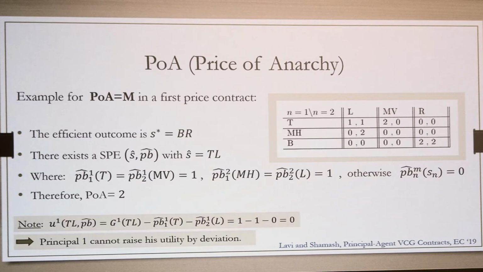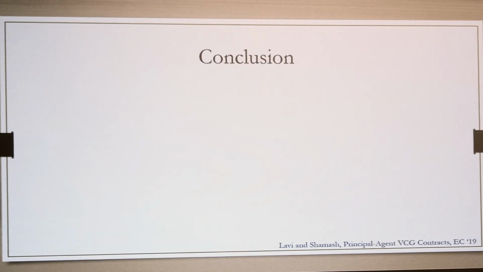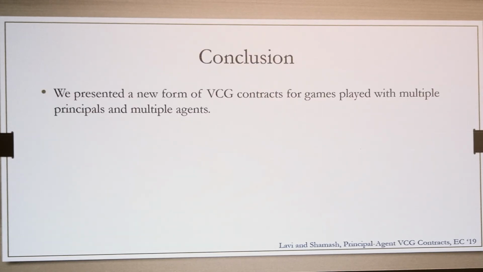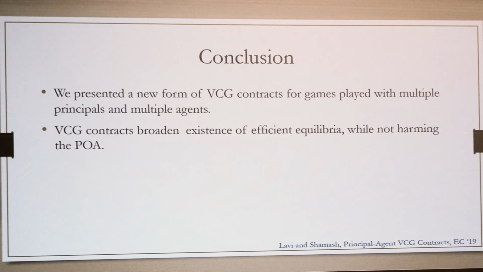Okay, conclusion. So what did we do? We presented a new form of VCG contracts, for multiple principals and multiple agents. These contracts have many more subgame perfect equilibria than first price contracts, but do not harm the price of anarchy while doing this.